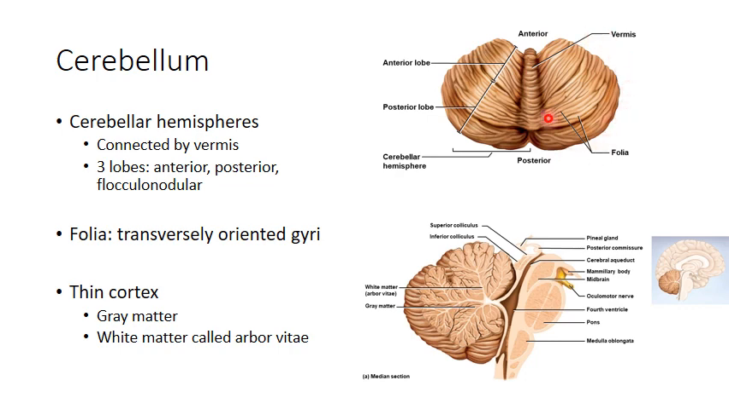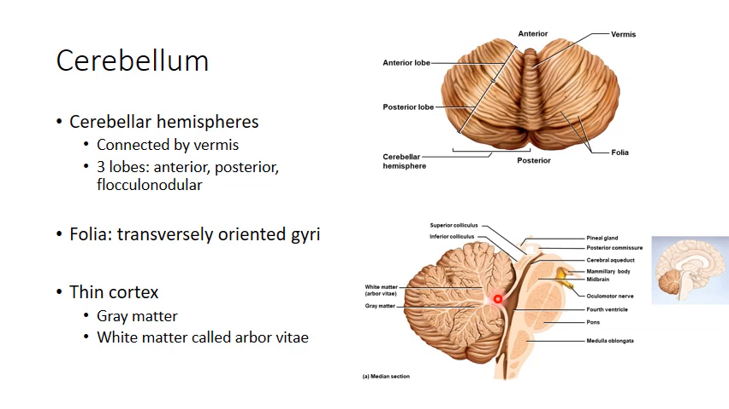Sort of like our cerebrum, we do have sulci and gyri here. This time we call them folia. Of course, we have to change the name. These are transverse ridges. So we can see that these are very sort of long and transverse. They go off to the sides. And they are separated by fairly shallow sulci.